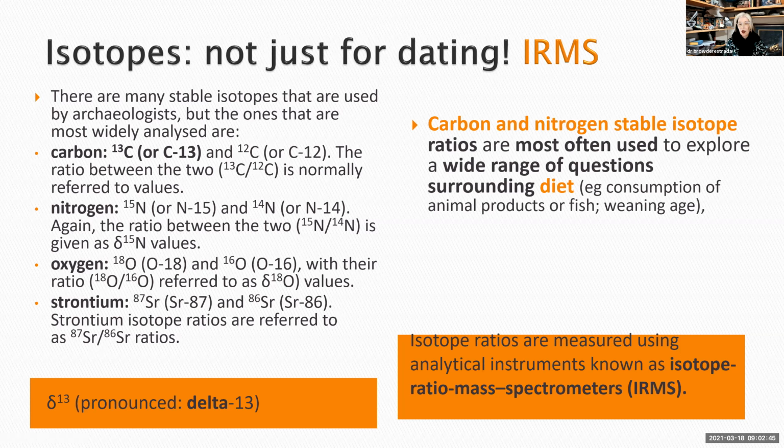So two of these, carbon and nitrogen. Again, carbon-13. Earlier in the class, you looked at carbon-14. That's for dating. Carbon-13 tells us about diet. And then nitrogen, N-15, very frequently used to answer questions about diet. Consumption of animal products versus dry land animal products versus fish, how old people were when they started moving to a more solid diet. Questions like that can be explored with these.